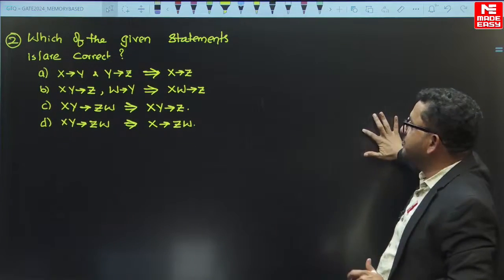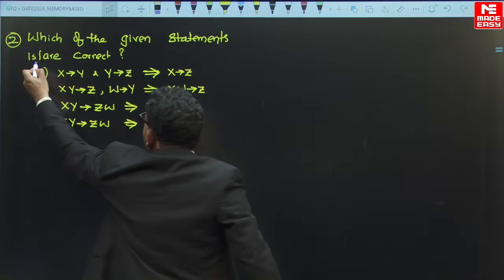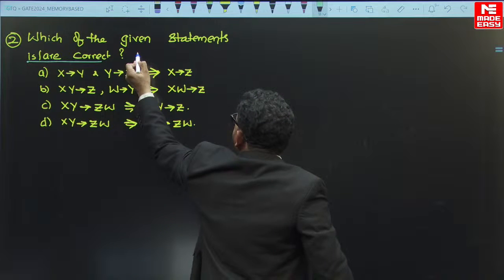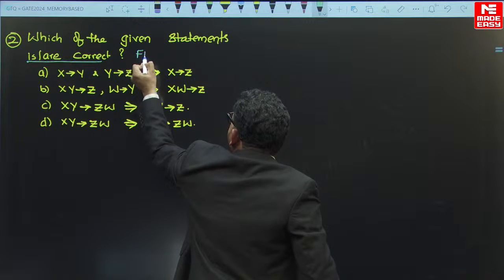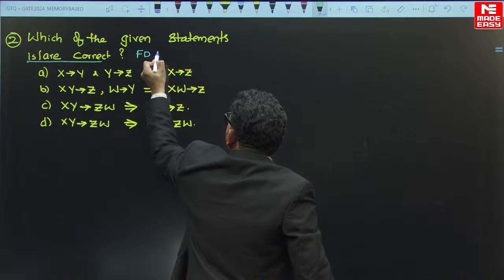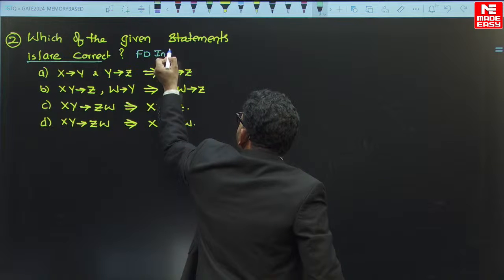Let's see one more question. Which of the given statements is true related to functional dependencies? Inference rules of functional dependencies.